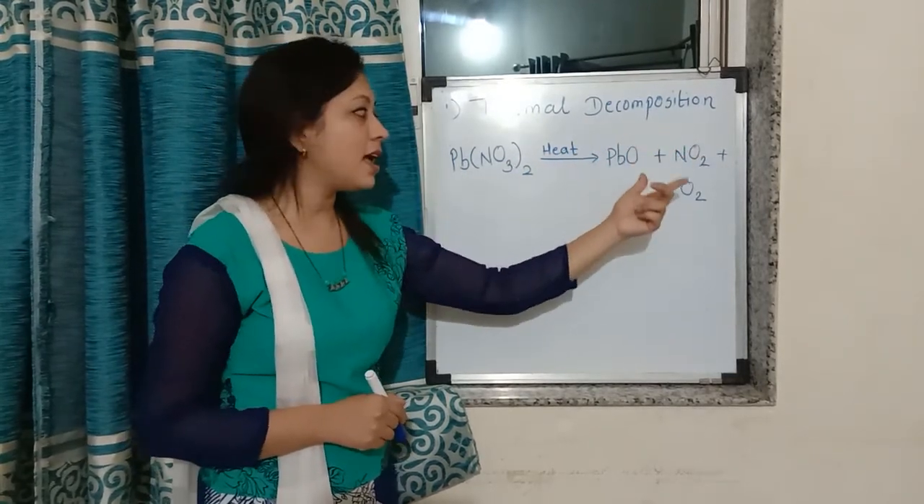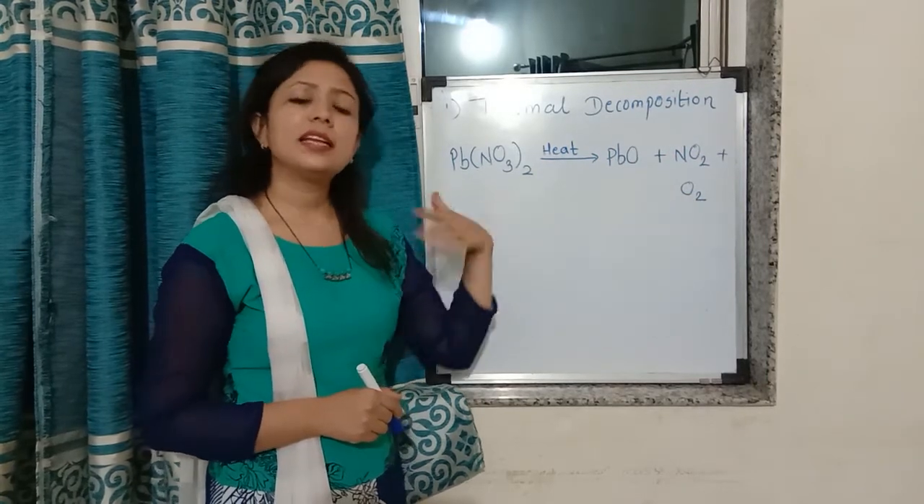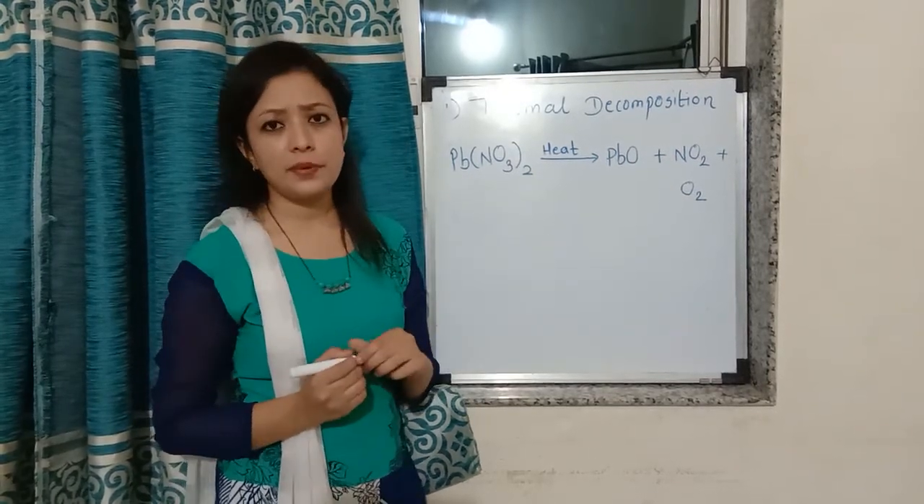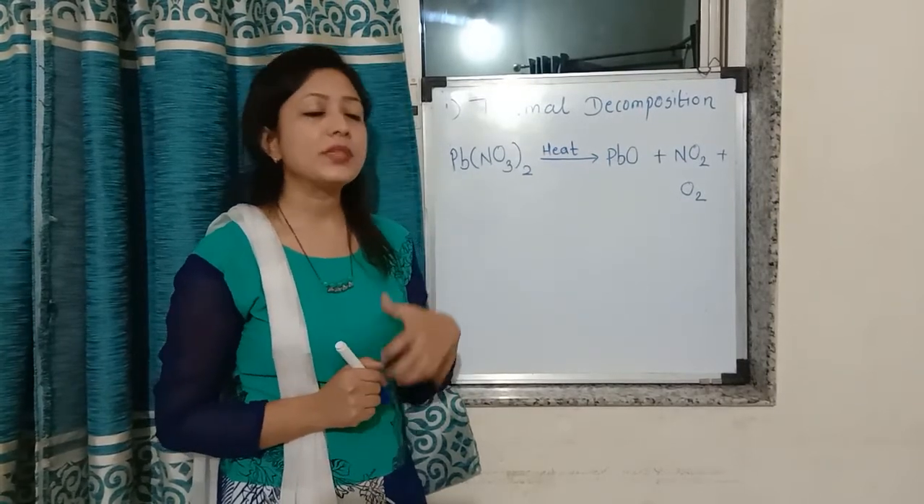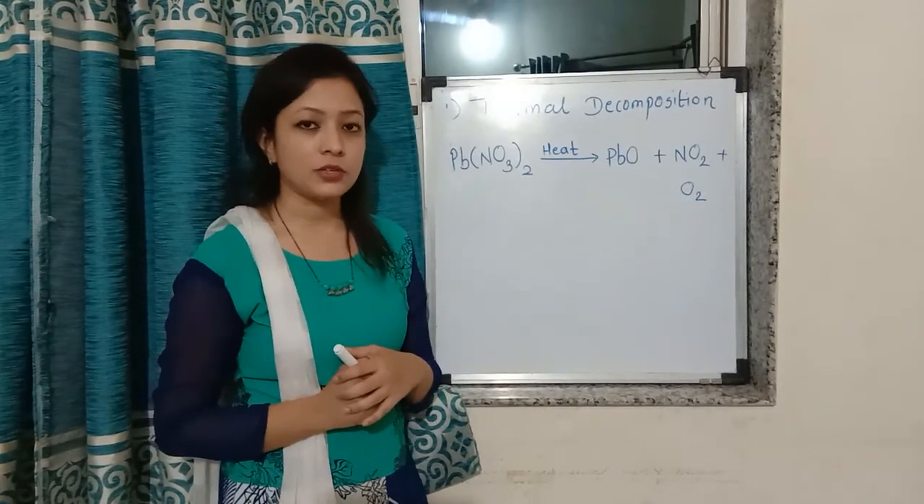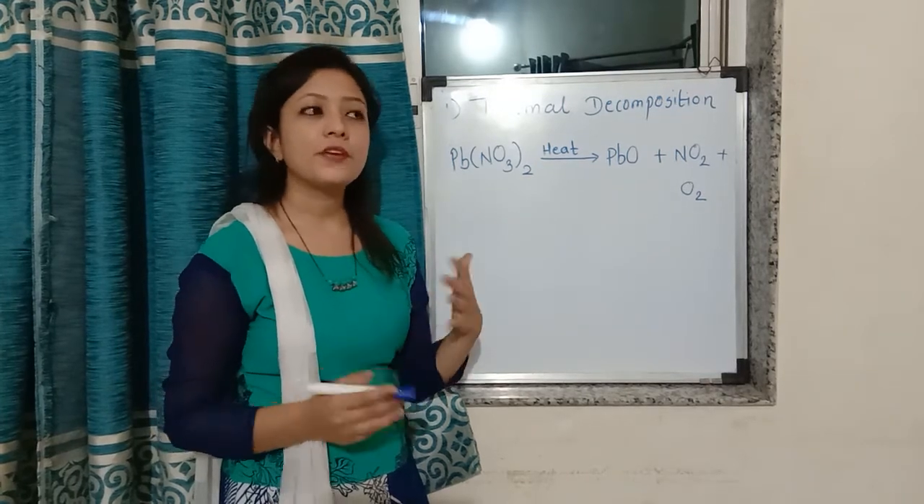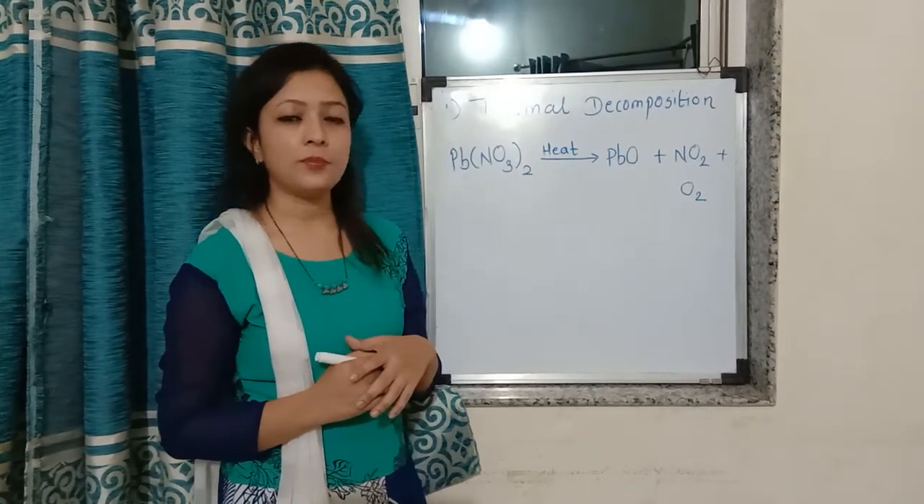nitrogen dioxide and oxygen. There are also many examples of thermal decomposition, that is decomposition of potassium chloride also, decomposition of calcium carbonate also, which are given in the Ershan book. You can go through it and note down the points required.